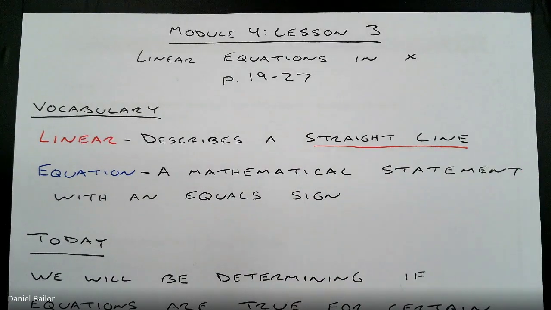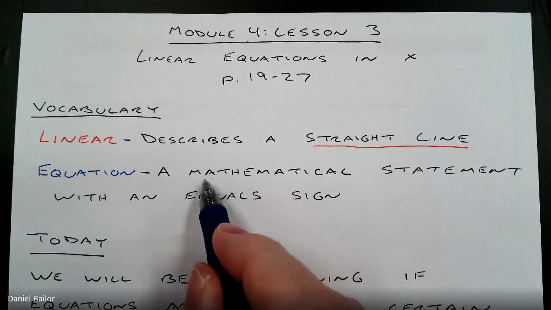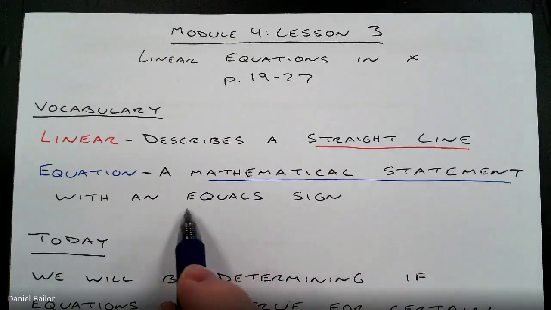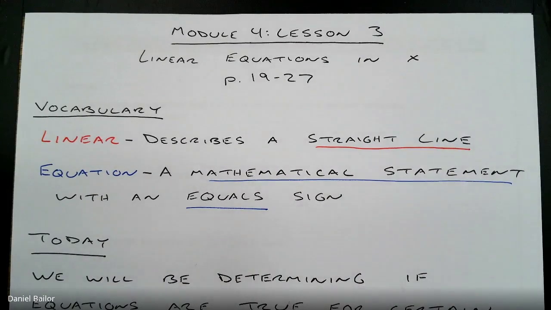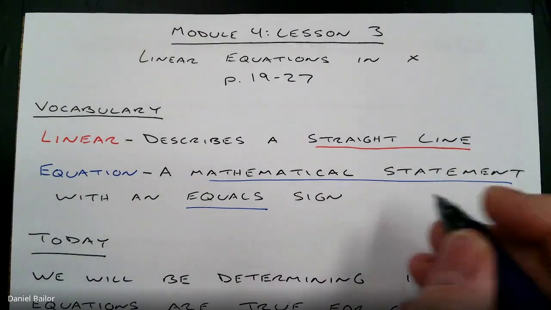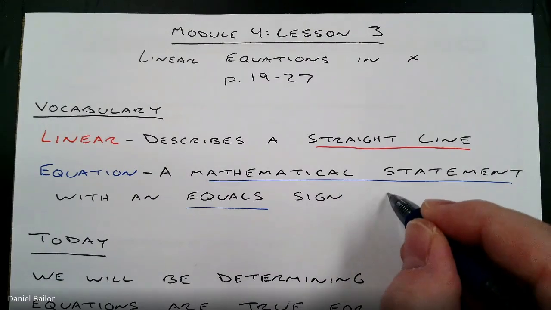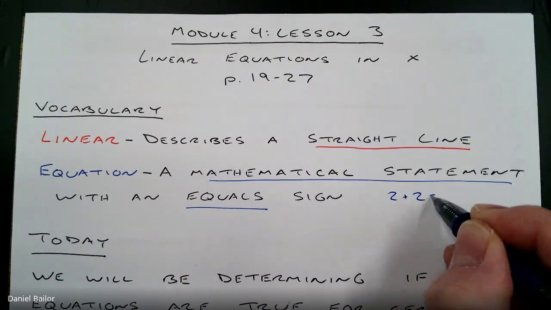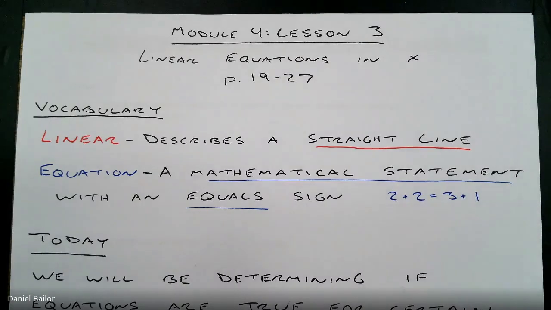And an equation we've talked about in Lesson 1 and Lesson 2. An equation is a math statement or a math sentence with an equal sign. What an equation is, is two expressions that are equal. So for example, you could say an equation is 2 plus 2 equals 3 plus 1. That's an equation because it has an equal sign.